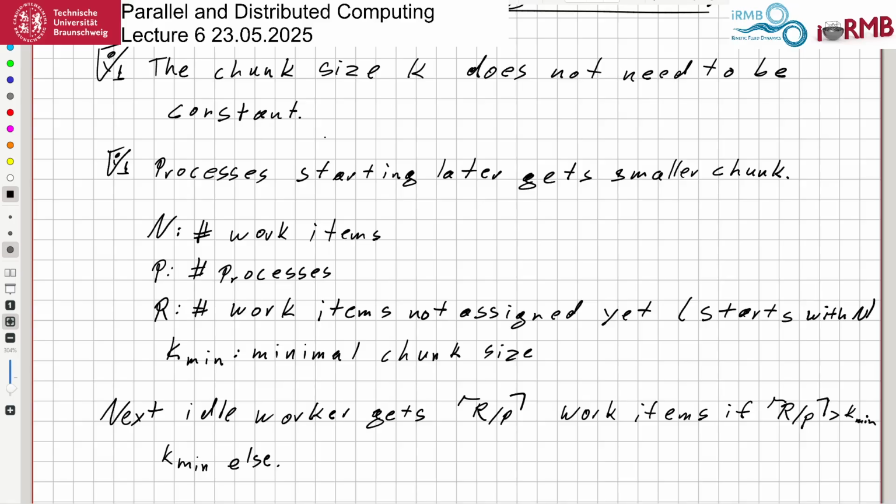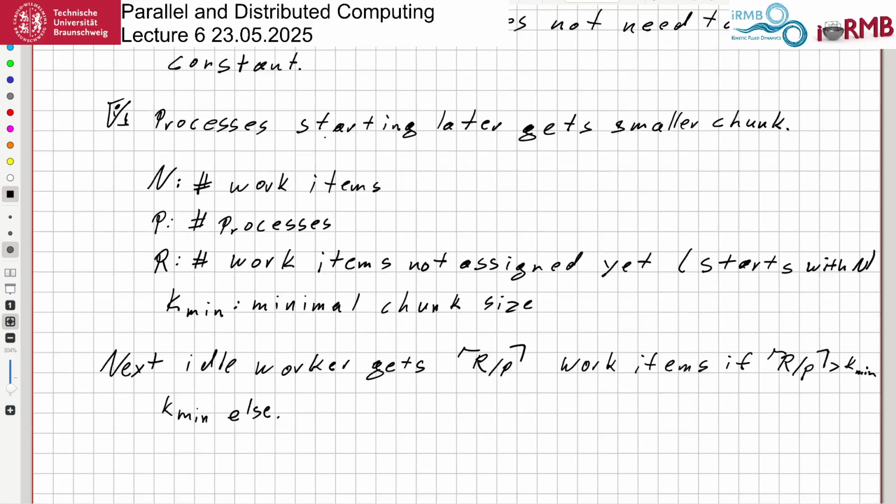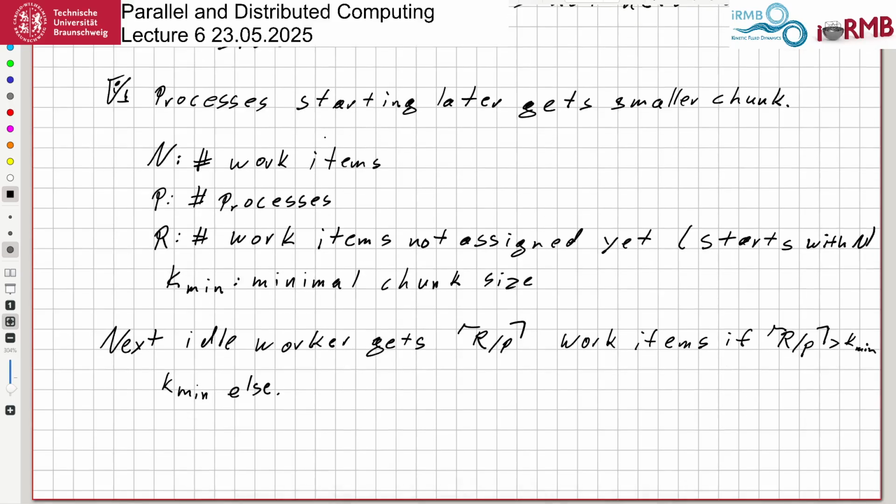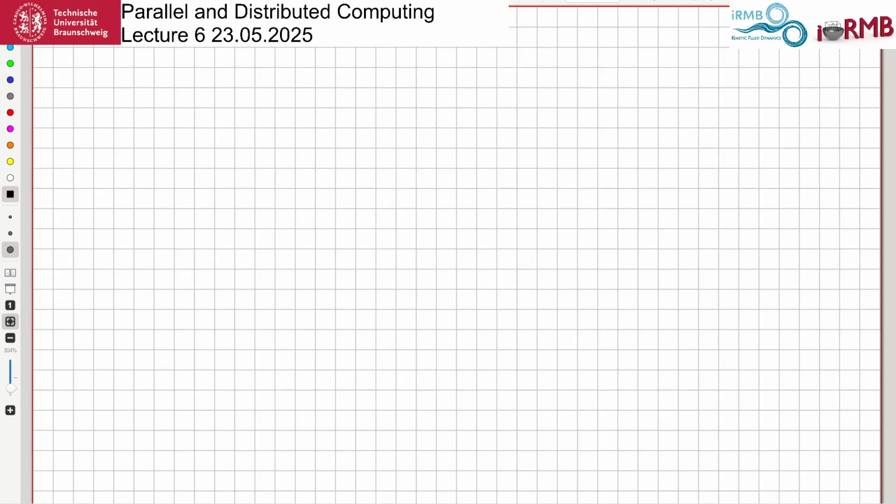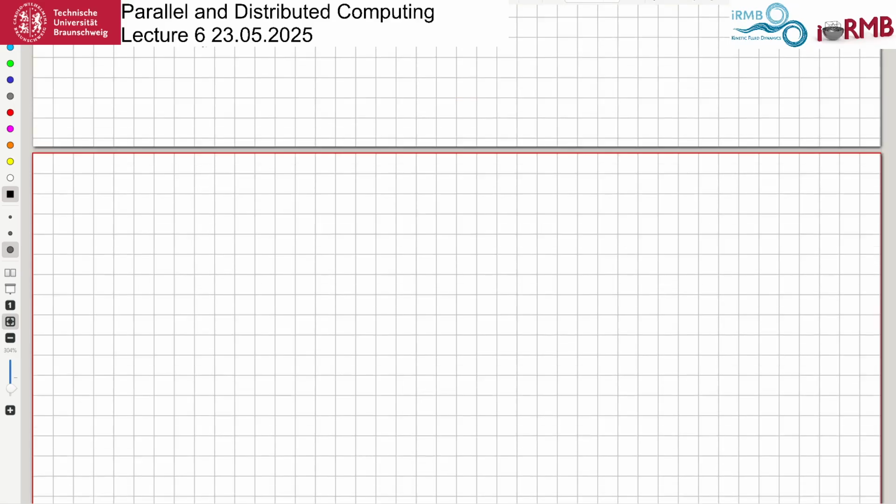So for example, there's only one work item left, but we have 5 processors. Then they would always argue who is doing that work because it is smaller than this here. So this is why we need to have this condition in here. So then, as a very last thing, let's do this example.